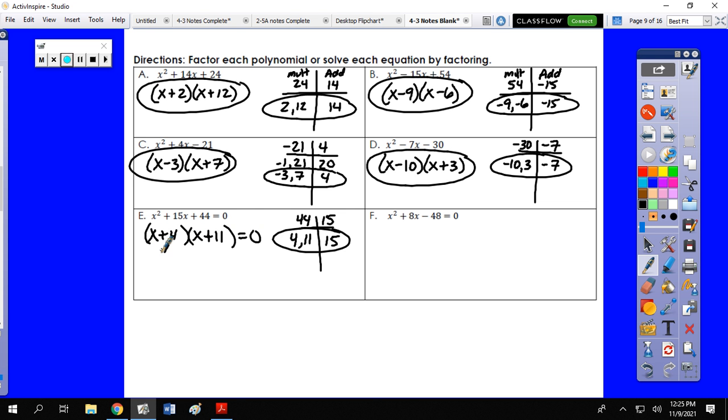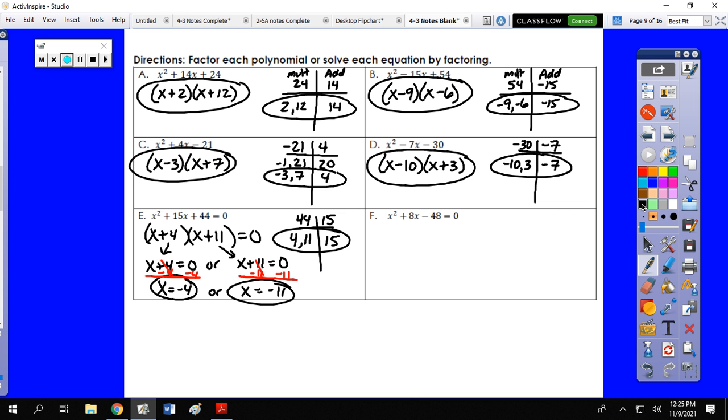Since that is equal to 0, that means that our answers are x plus 4 equals 0 or x plus 11 equals 0, which gives us possible solutions of x equals negative 4 or x equals negative 11. Okay, again, we would solve those individual equations, subtracting 4 from each side and subtracting 11 from each side.